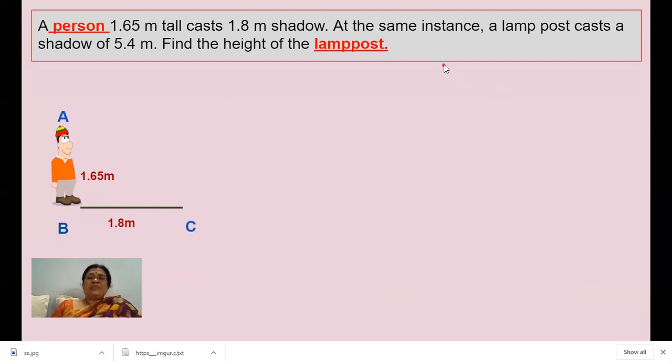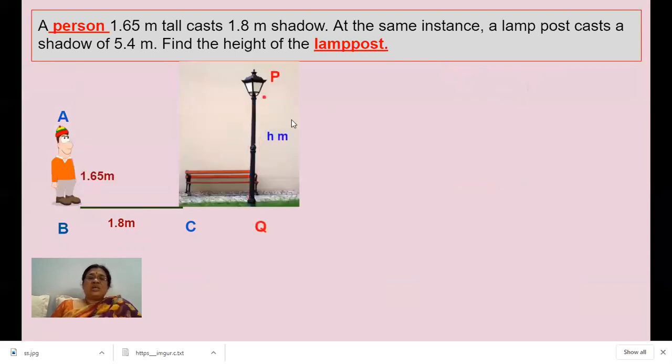At the same time, a lamp post is there beside the person. This is the lamp post. The lamp post will cast a shadow. So the lamp post shadow length will be 5.4 meters. So both at the same time will cast their shadows, and he is asking us to find out what will be the height of the lamp post. He didn't give the height of the lamp post. You have to find out the height of the lamp post. See here, we'll solve this problem.